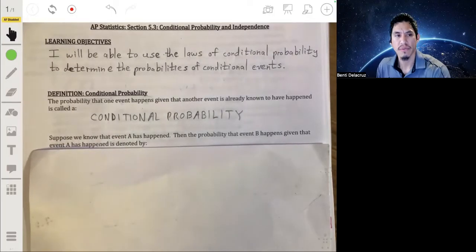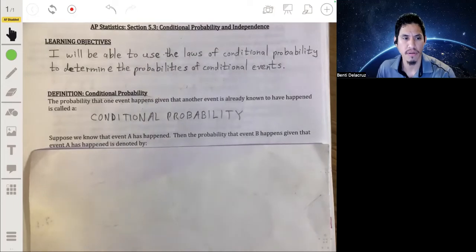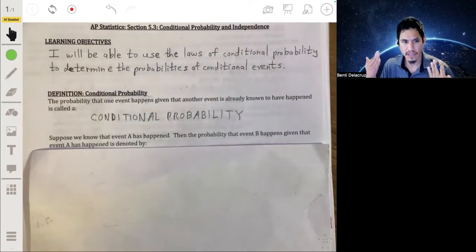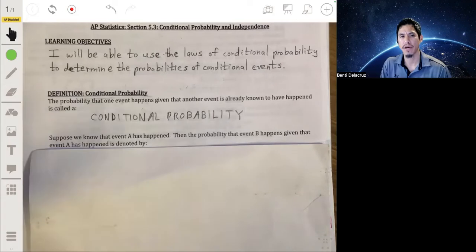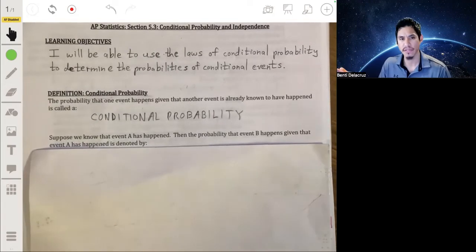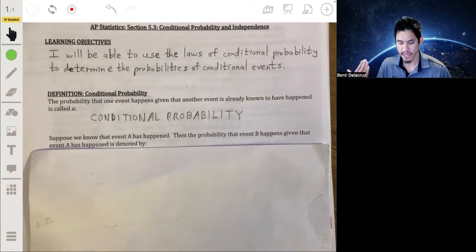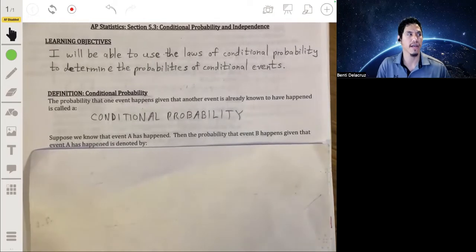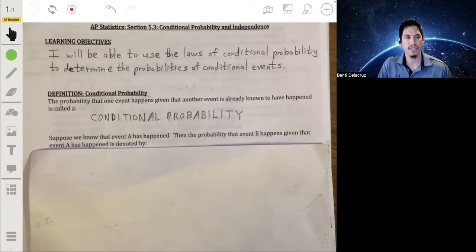Okay, so we're now going to start going over conditional probability, and that's essentially finding the probability of something occurring, knowing that something else has occurred. In real life, as you probably can understand, when you're trying to figure out the odds of something occurring, the more information you have, the more precise, the more accurate your prediction can be.